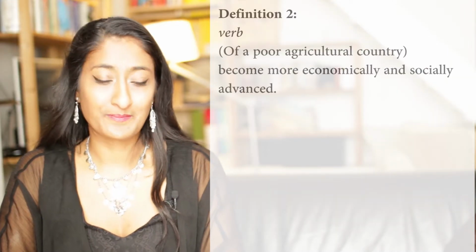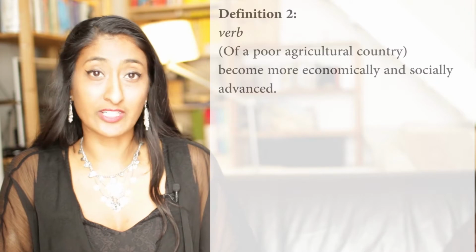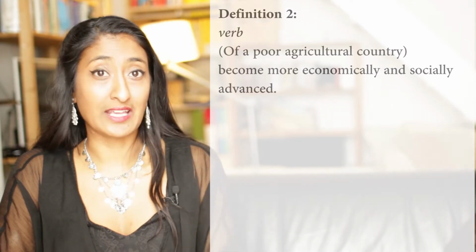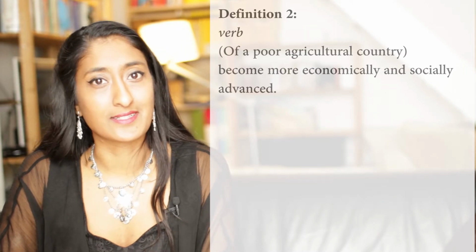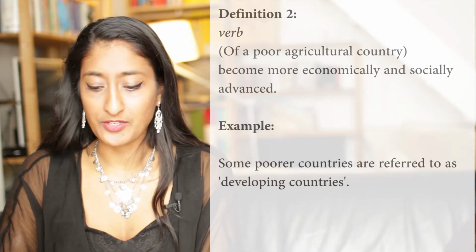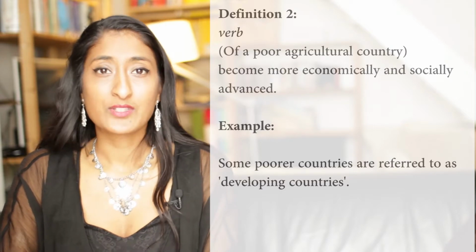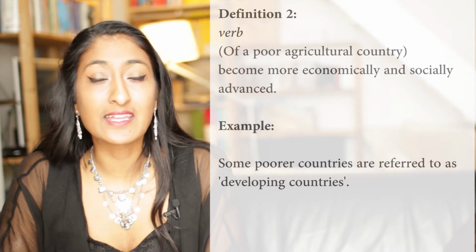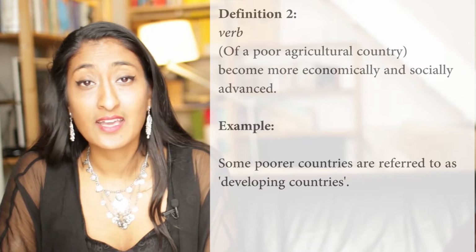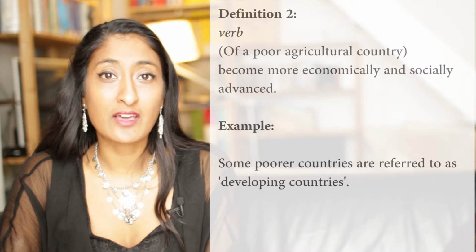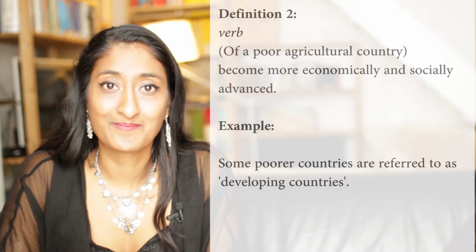Definition number 2. Of a poor agricultural country, become more economically and socially advanced. Here's an example sentence. Some poor countries are referred to as developing countries. So because some of these countries are still in their growth stages, they are referred to as developing countries, and that is another way that this word is used.